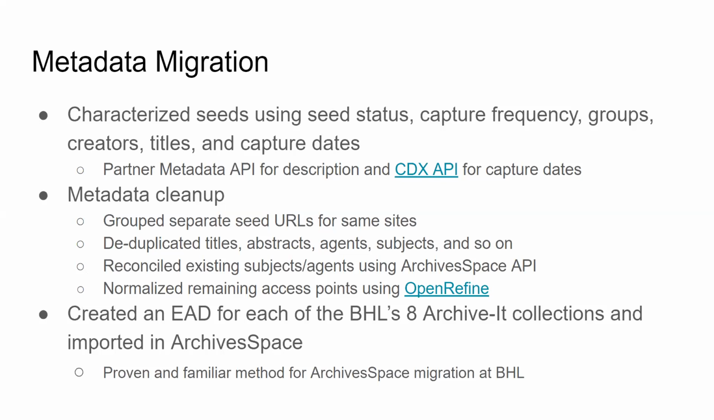Once we had characterized those seed URLs, we tried to do a good bit of metadata cleanup before migrating to ArchiveSpace. So grouping seed URLs for the same sites, deduplicating information, reconciling existing subjects and access points using the ArchiveSpace API, to find out, for subjects that we've added in ArchiveSpace or in ArchiveIt, whether we also have an existing record for that in ArchiveSpace to avoid duplication, and using tools like OpenRefine to normalize remaining access points that over time had become a little messy.